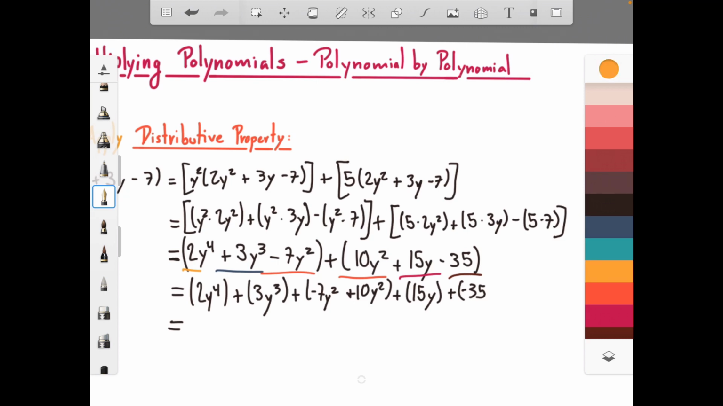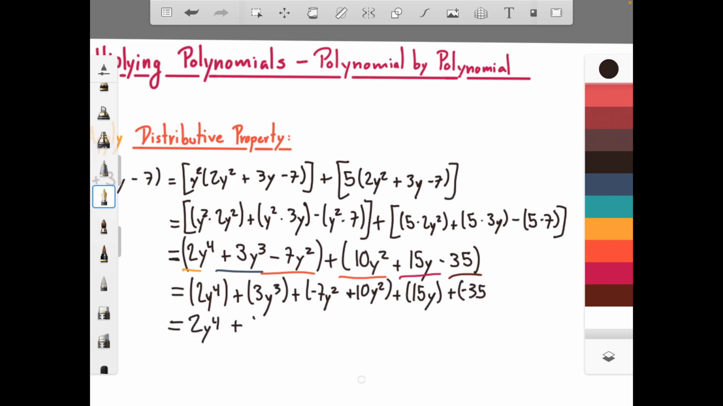Okay, and now what we do is we solve like terms. The only thing we have to solve is this over here. The rest is already in its simplest form. So now our answer is going to be 2y to the fourth power plus 3y to the third power plus 3y to the second power plus 15y minus 35. Okay, and that is going to be the answer for this particular exercise.